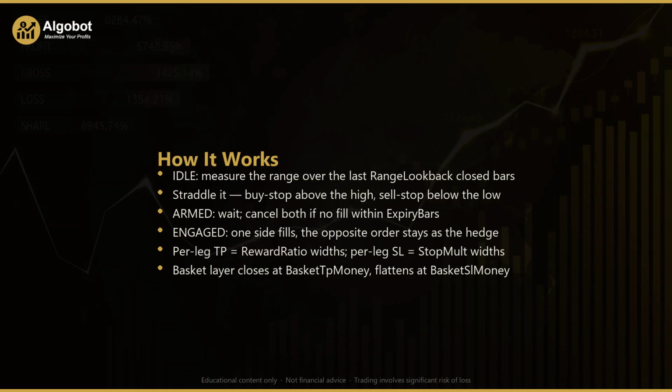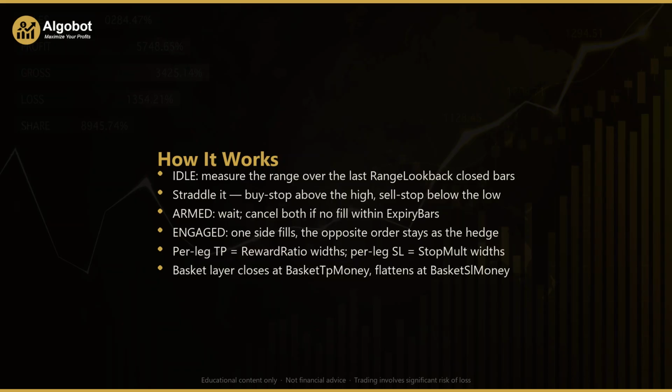The strategy runs as a simple state machine with three phases: idle, armed, and engaged. In the idle phase, the account is flat and nothing is resting on the chart. The strategy measures a range over the last group of closed bars, by default 20 of them, set by the RangeLookback parameter. The highest high of those bars becomes the range top, and the lowest low becomes the range bottom. The distance between them is the range width, and almost everything else is scaled from that single number.